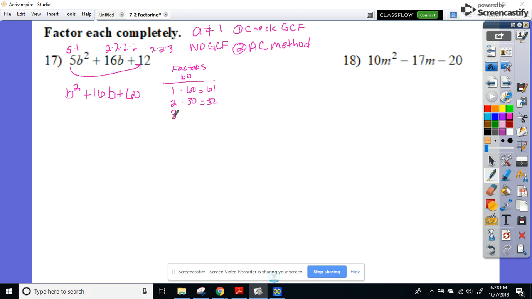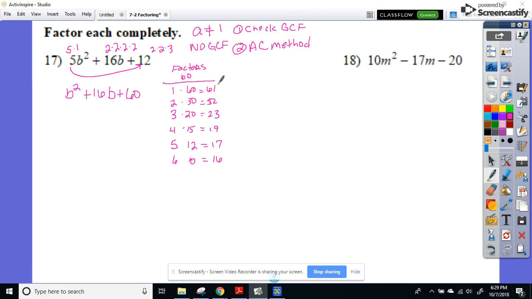3 times 20. 4: what is that one? 60 divided by 4, that's 4 times 15. And then 5. We know 5 times 12. That gave me 17. I'm getting closer to 16. So what about 6 times 10? 6 times 10 multiplies to give me 60, and 6 plus 10 gives me 16.